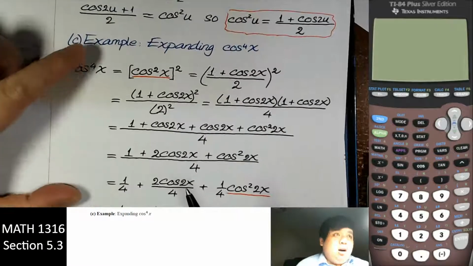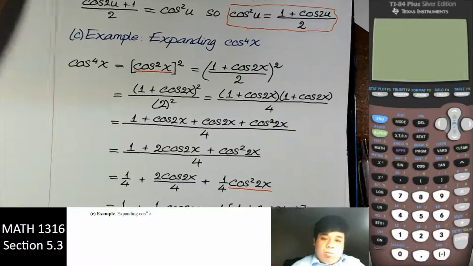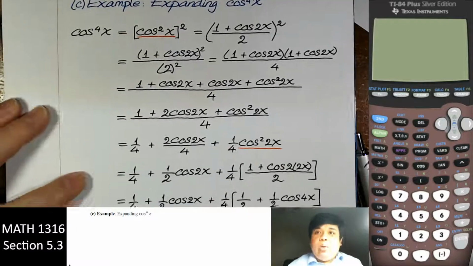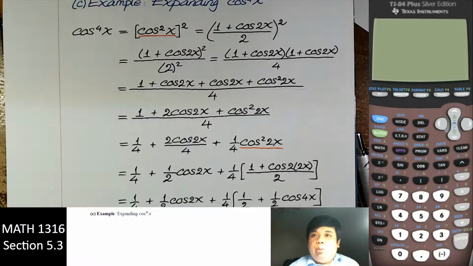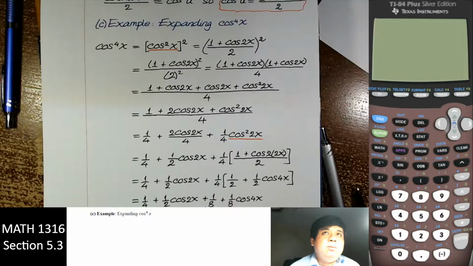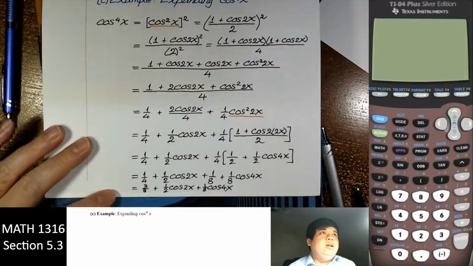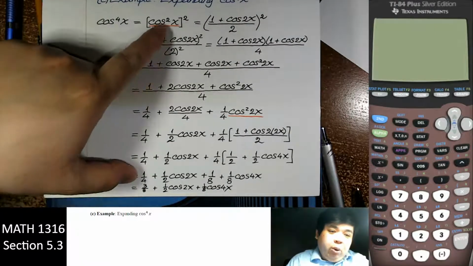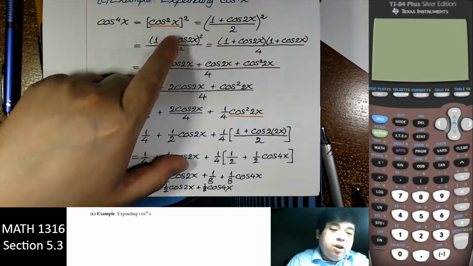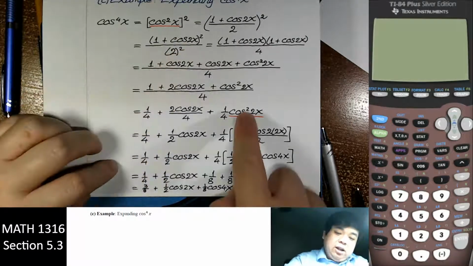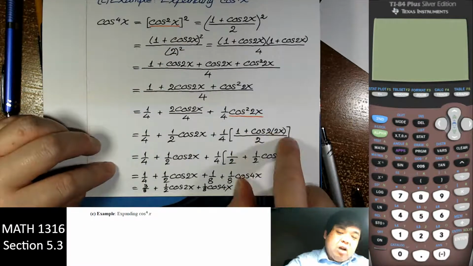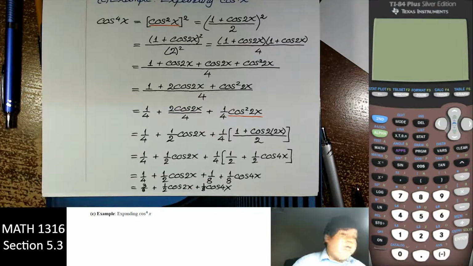So the 4th power is square, the square again, and then when we have a square, we use power reducing. The power will reduce but the angle is going to be double. Same thing, the power is reduced, the angle is double, and then finally we simplify all that.